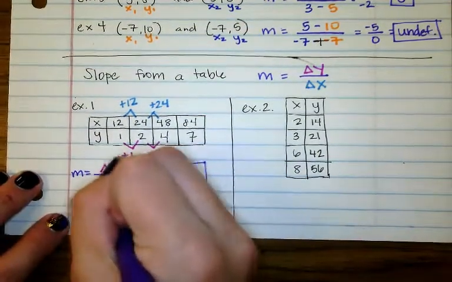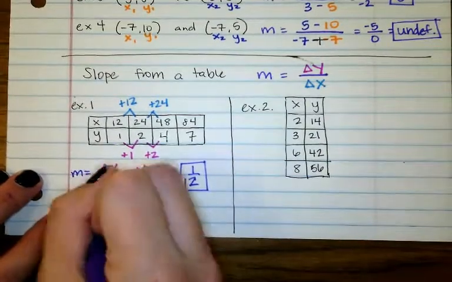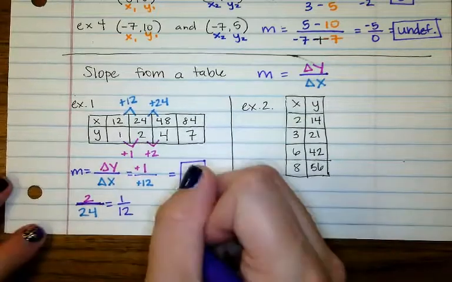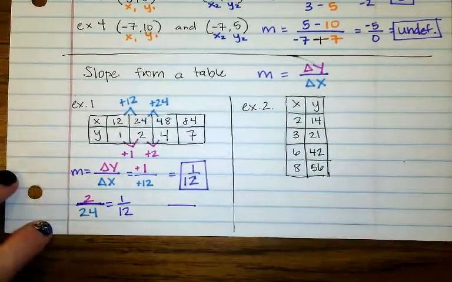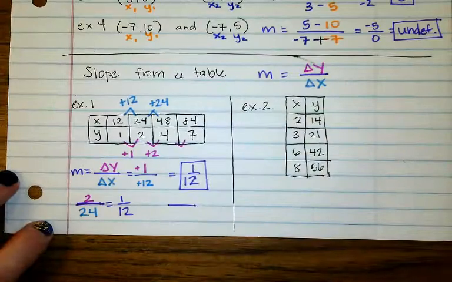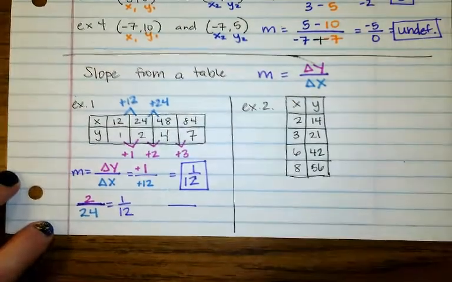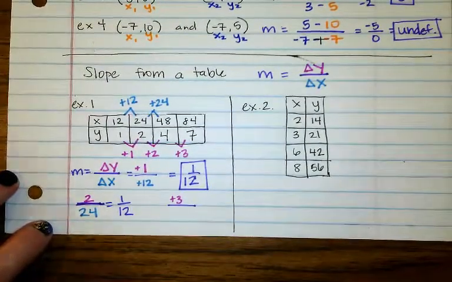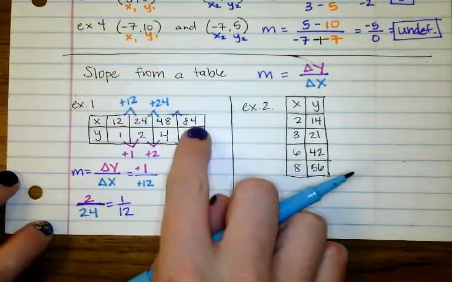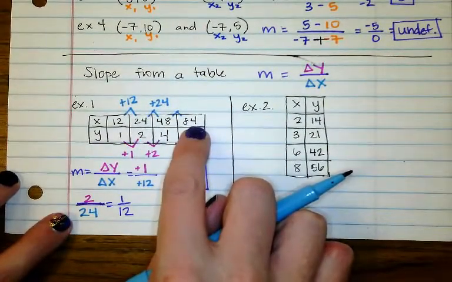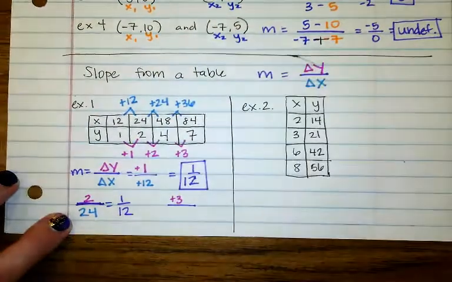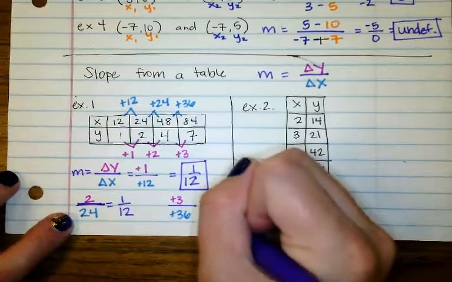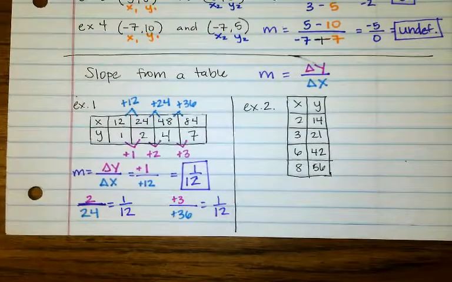Alright? Also, take a look at the last one here. What's the change in my y's? Plus 3. So that would be a plus 3. What's the change in my x? Between 48 and 84, I think it's what? 36. Yeah, you said that, sorry. So what is 3 over 36? What does that reduce to? 1/12. So it doesn't matter which 2 points you pick, okay? You just have to be consistent, all right? That's how we know it's a linear function, because that rate of change is constant.